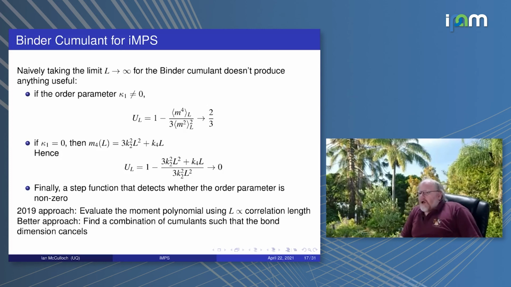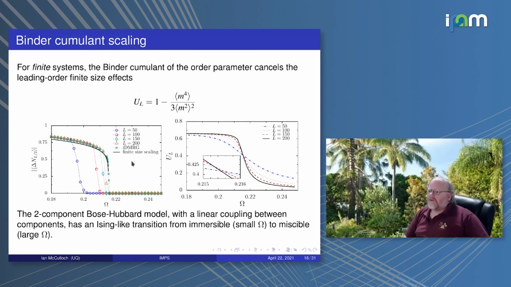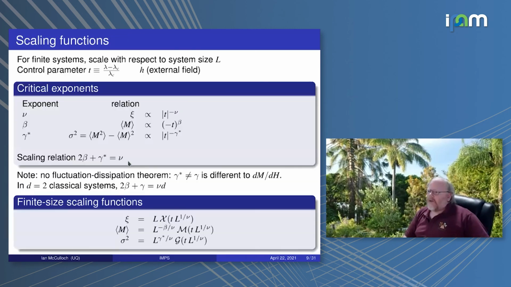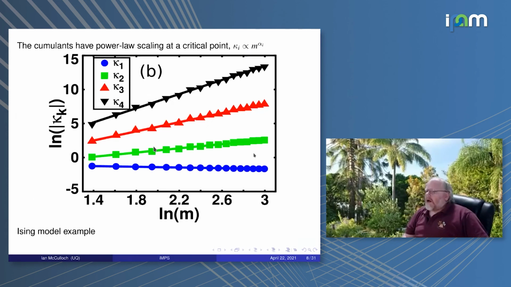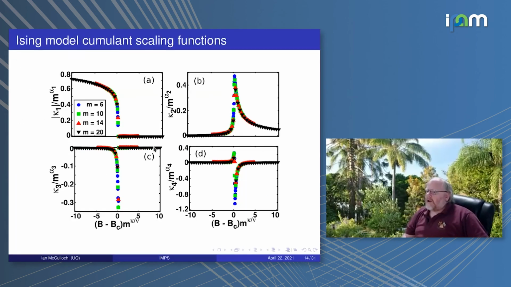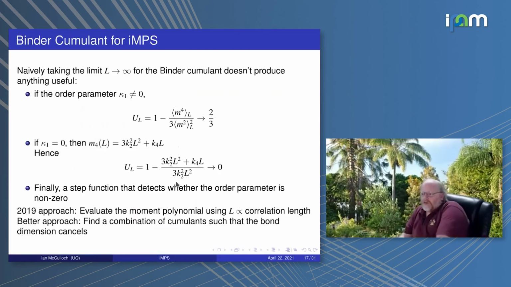So the original approach that we used in the 2009 paper is that we actually just evaluate the moment polynomial. That is, we just go back to our moment functions back here, and we evaluate these using L, where we just fix the value. L is equal to something proportional to the correlation length of our system. And that actually works reasonably well.